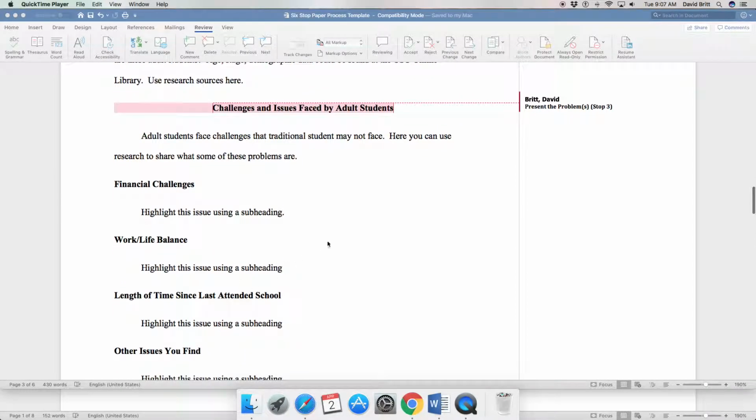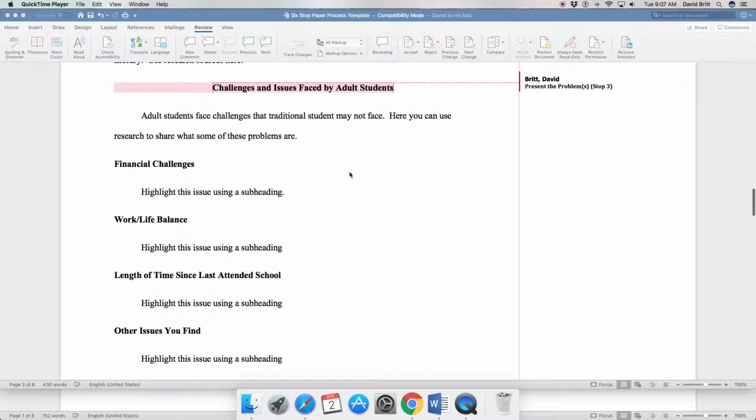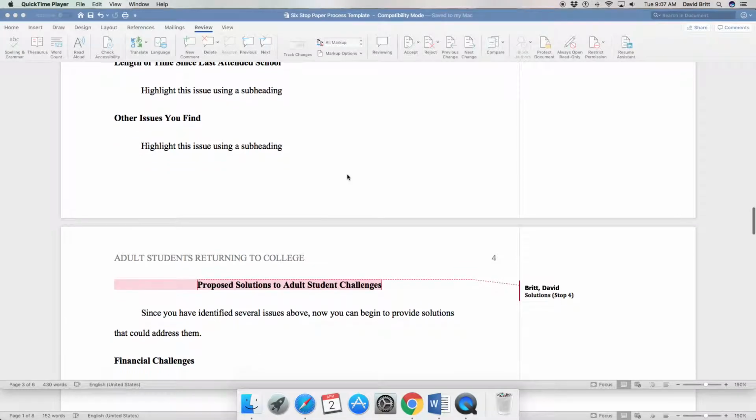And so what I would do in this situation for stop three, when you present the problem, is provide a general heading like this. And then you can begin to have subheadings that fall under this main heading that highlight these challenges and issues. This is how I would utilize headings to present the problems for stop 3.